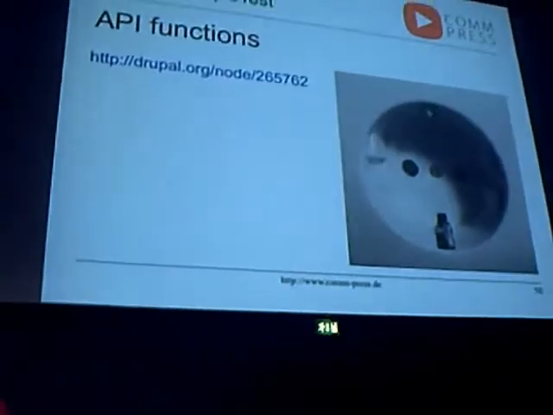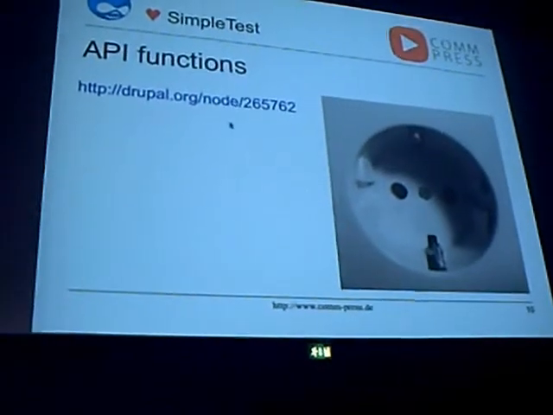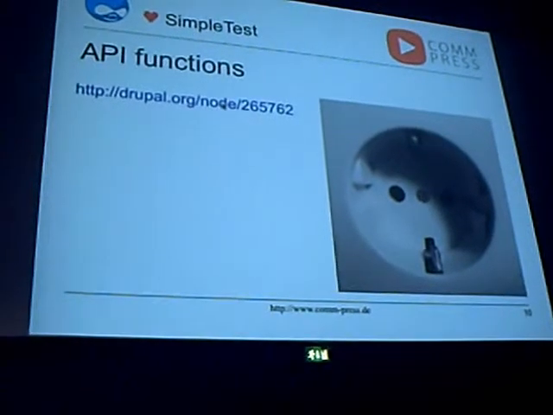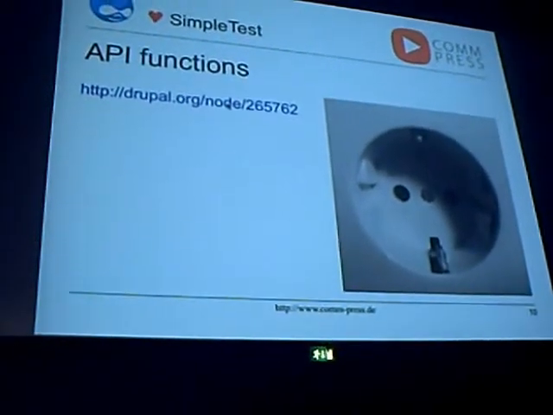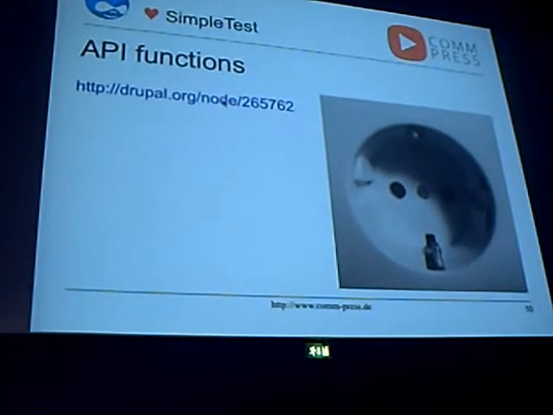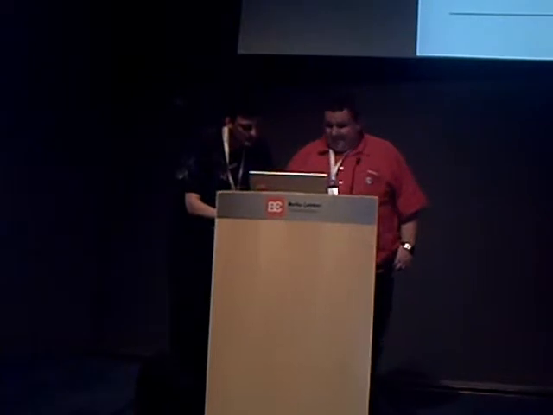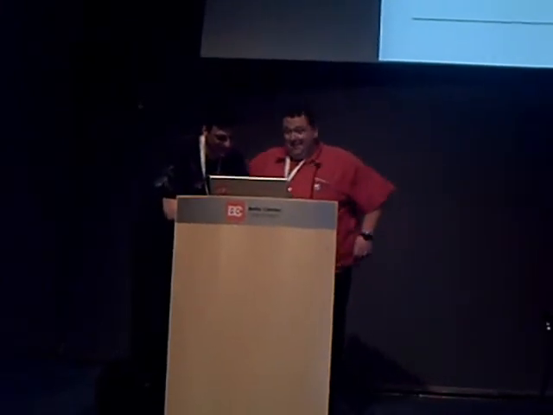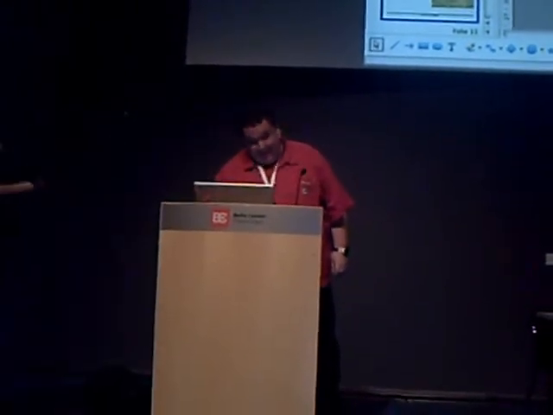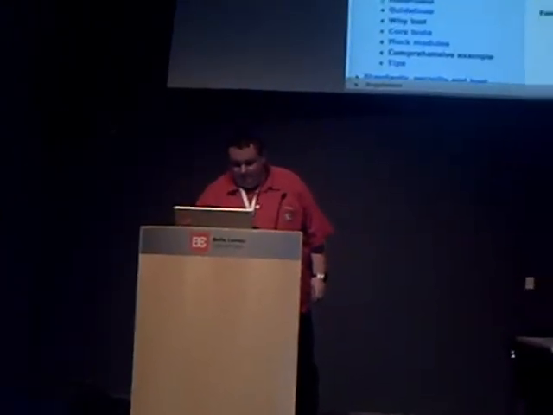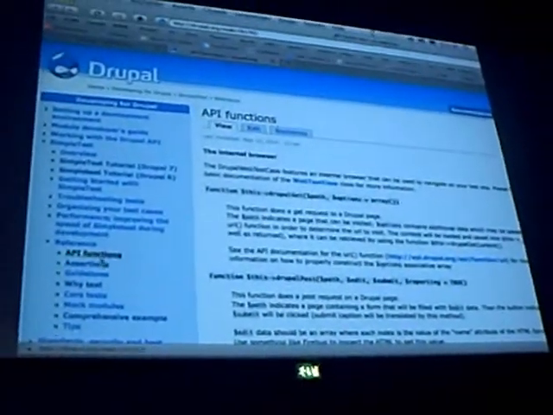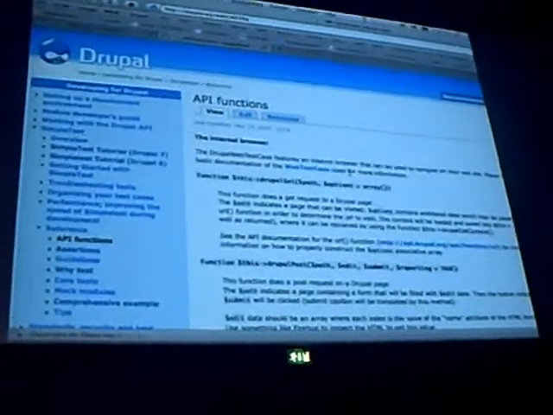Then the API functions. Okay, now I have to leave this. I hope it works. If you could look at node 265762, you find much better documentation than I could create. So we just go to Drupal.org if this Mac lets me do this. So you look at the Drupal documentation of the API functions.